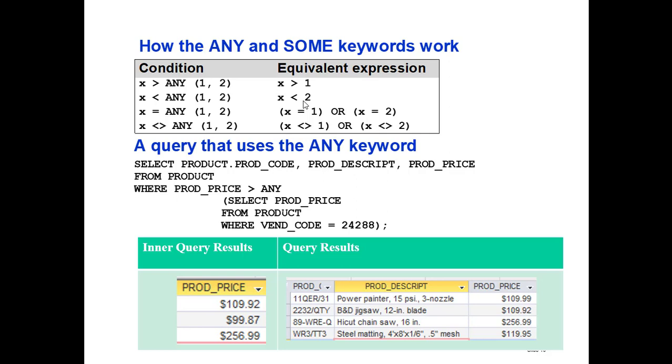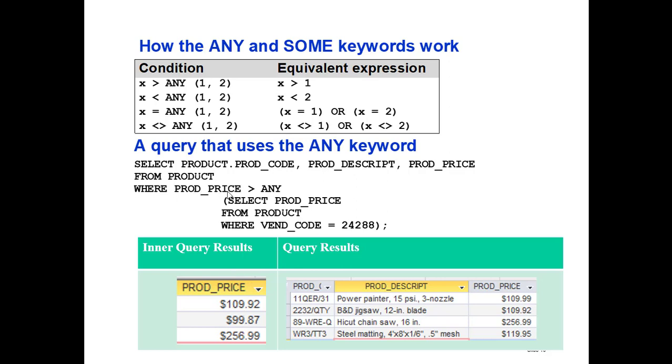Here are the ANY and SOME keywords. You can use either one. So as long as X is greater than anything in here, that's greater than, that means take the smallest. Less than, take the largest. Again, you're not going to use it very much for the equal and the not equal to. So I'm going to use the exact same query, but change the ALL to ANY.